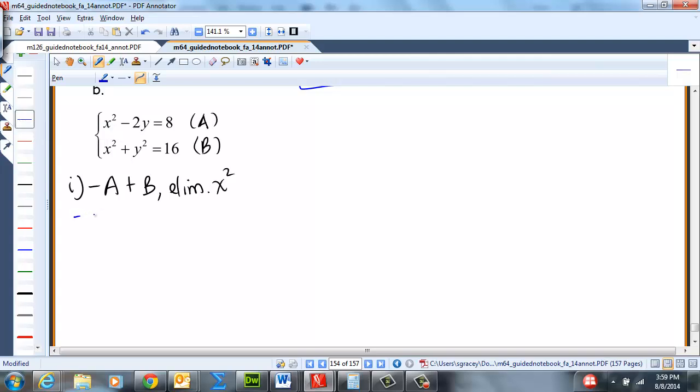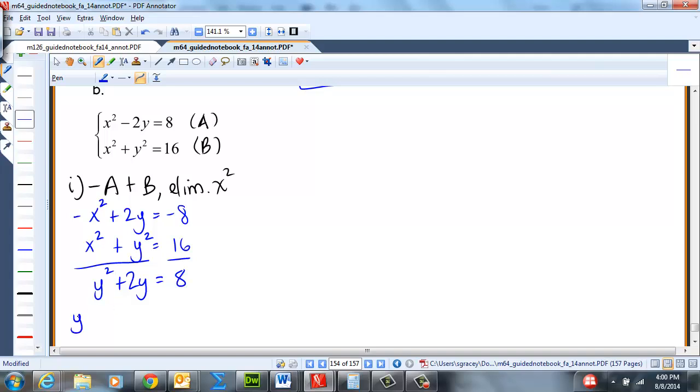So negative A is going to be negative x squared plus 2y is negative 8. And we are leaving B alone. So the x squareds will zero out. Be careful, those are not like terms. So we'll end up with y squared plus 2y is equal to positive 8. So if I bring the 8 over to the left side, I'll get this.